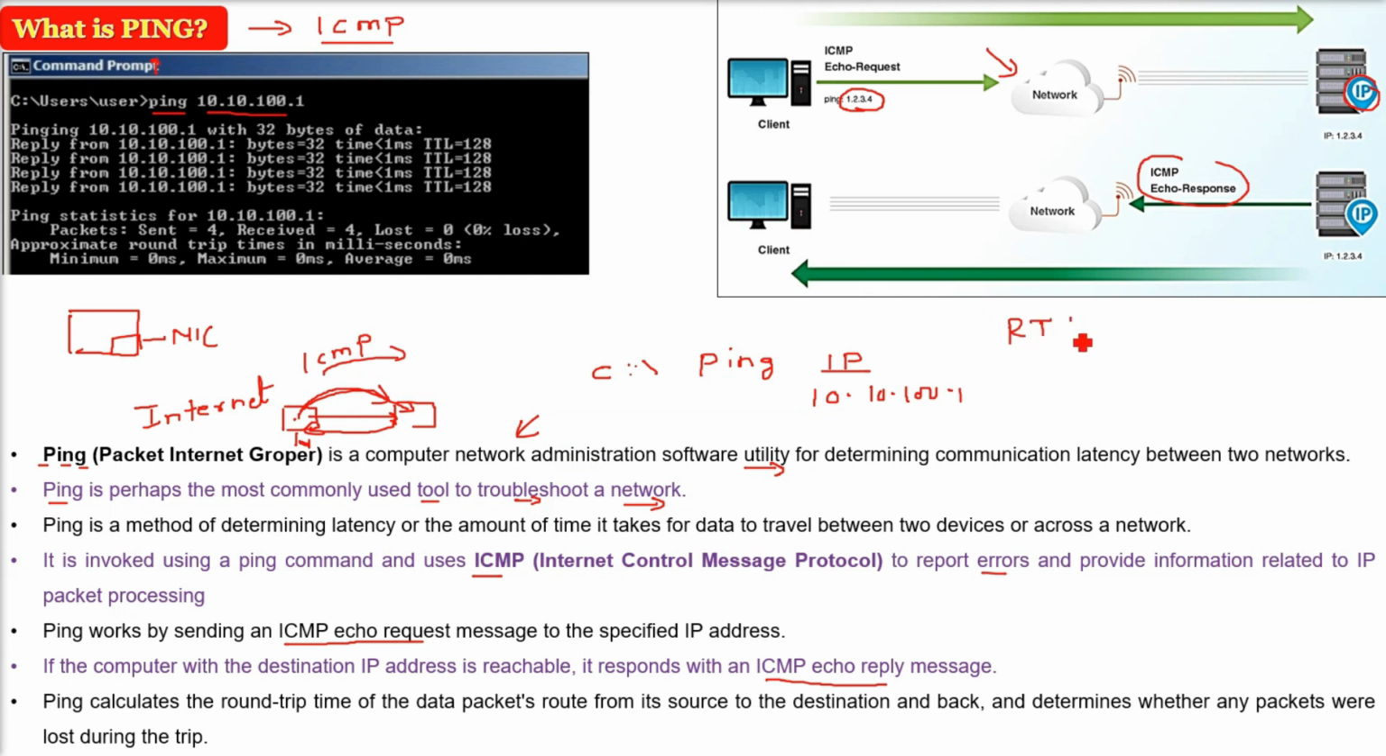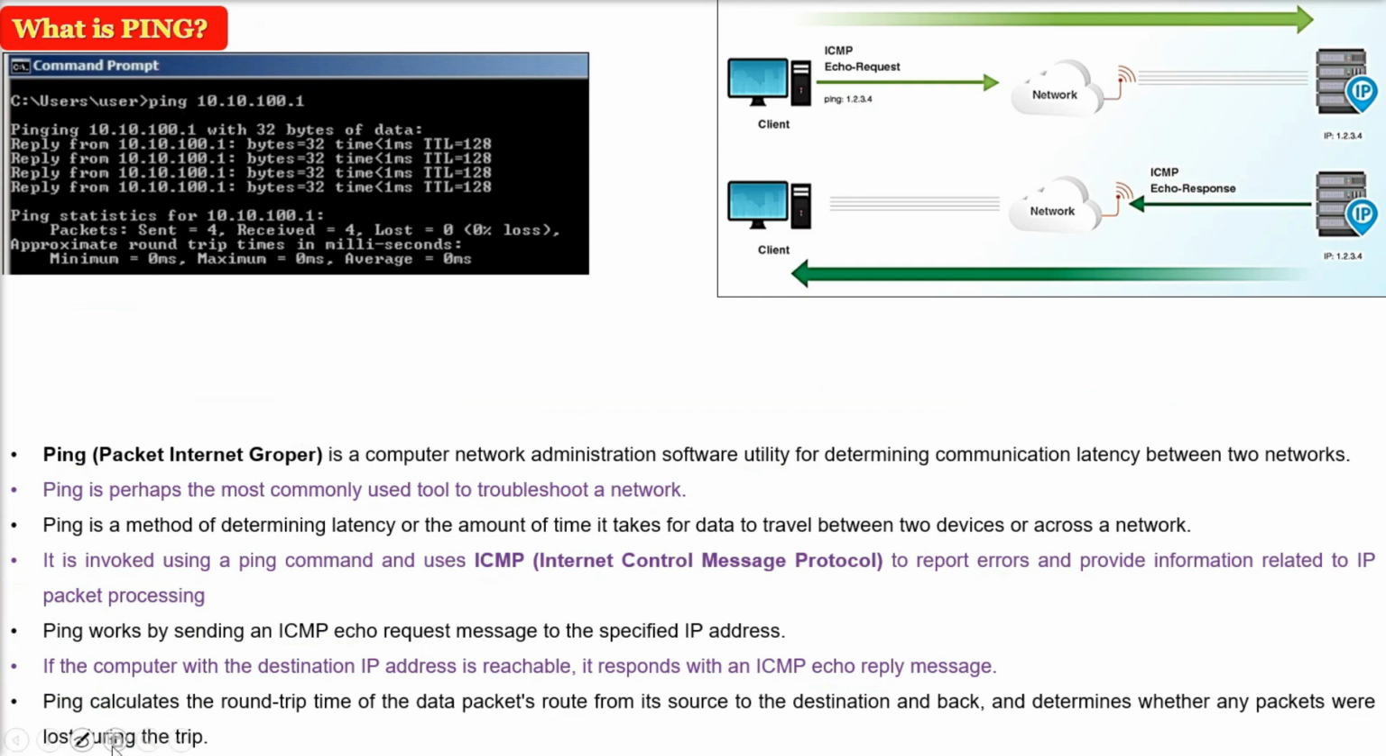There is a way to travel from destination 1 to destination 2. So what is the round trip time? Ping calculates that for the data packets from source to destination and back, and also determines whether any packets were lost during the trip, what was the time of the trip, what is the packet dropping percentage, and what is the time to live for any packet in that particular scenario. So what exactly is going on? Let me take you one more step ahead.